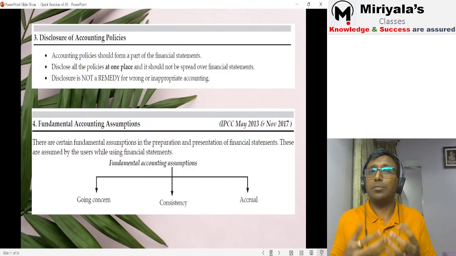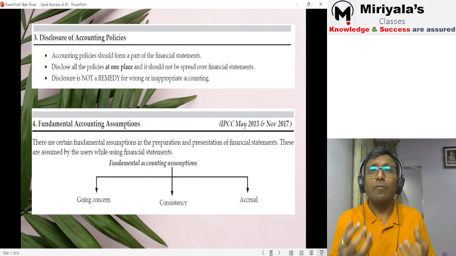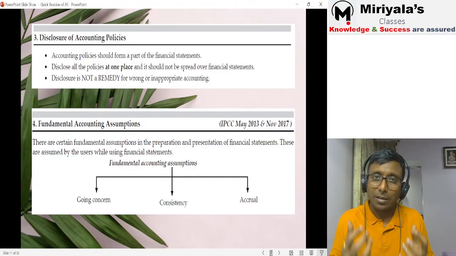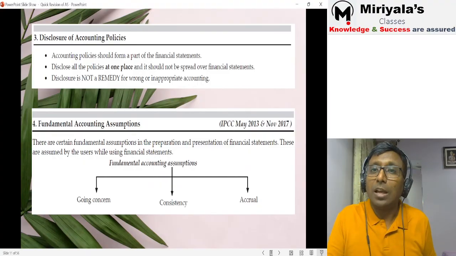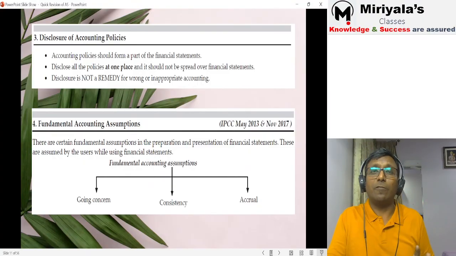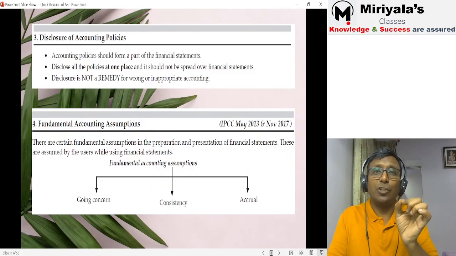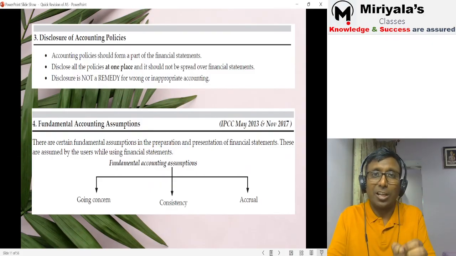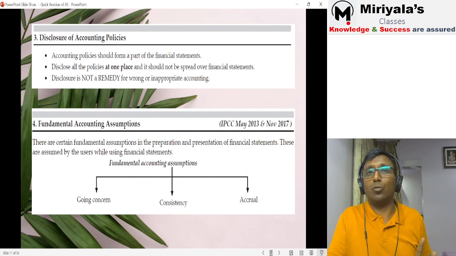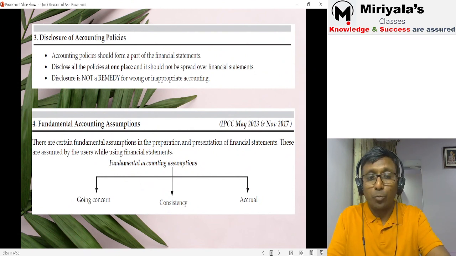Accrual concept. Accrual concept is exactly opposite to cash concept. Whenever the transaction takes place or occurs, that time it is supposed to be accounted for. That means irrespective of the cash inflows or outflows, if the transaction has taken place, that is supposed to be accounted for. Hope you got it.